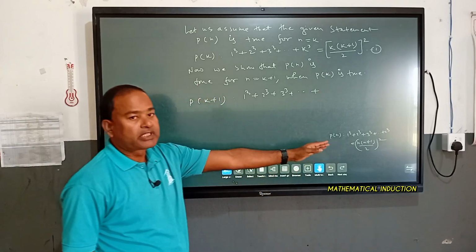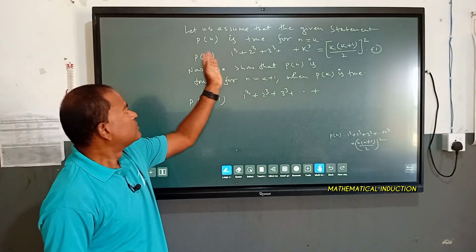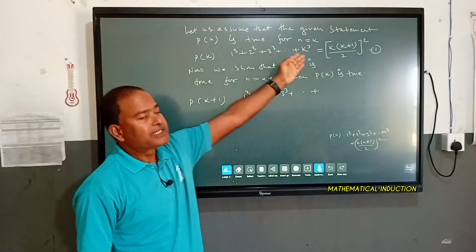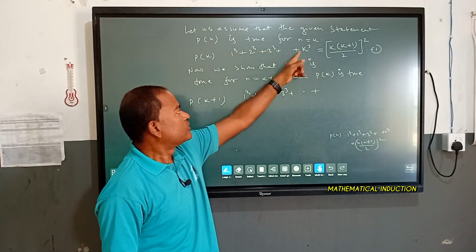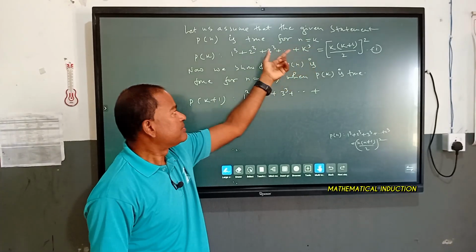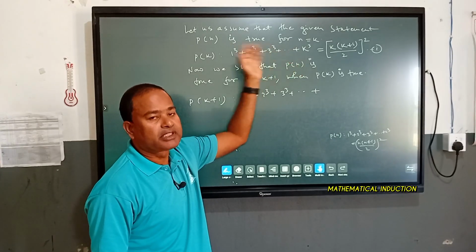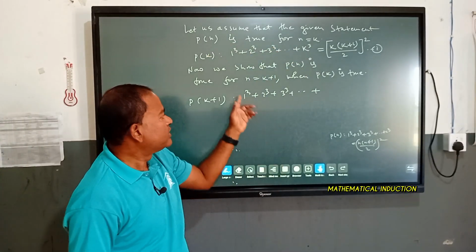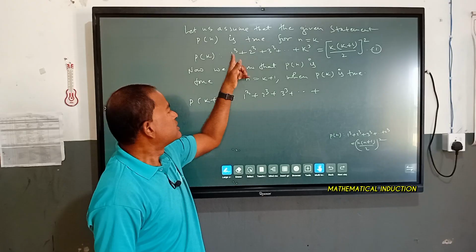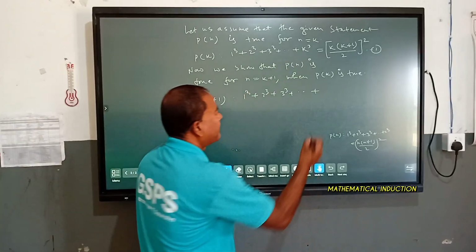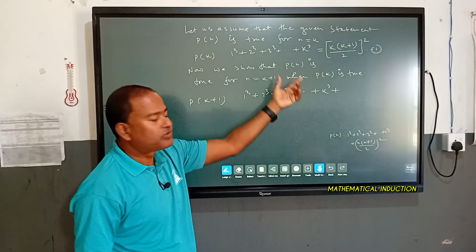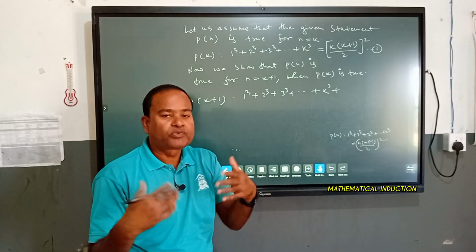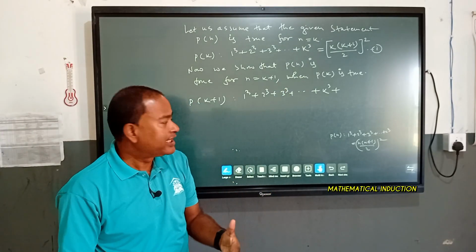So dear students, we know that the statement is true when the value of n is k. So we'll write down 1³ + 2³ + 3³ + ... + k³. That means up to the kth term, the given statement is already true. So we'll copy from the first term to the kth term. Then after that, we have to add one more extra term. That means we have to add the (k+1)th term.